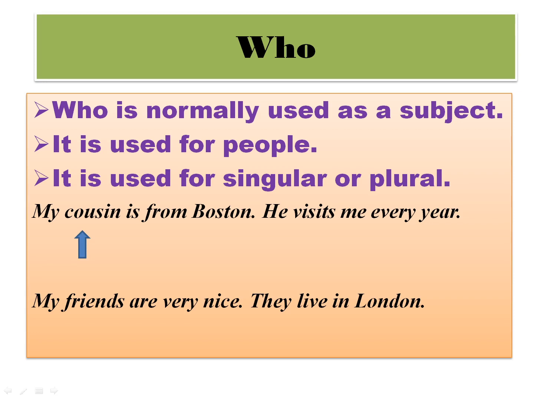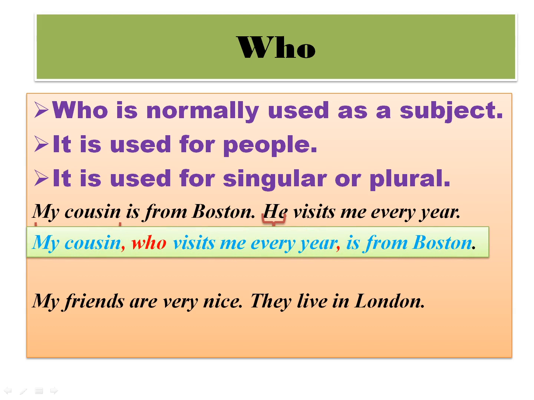Let's go back to the first sentence. As you know, here we have my cousin, which is the subject of the sentence, and here again he, which refers to my cousin, is repeated in the second sentence. Now we want to combine the two sentences into one and of course delete the repetition. We're going to say: my cousin who visits me every year is from Boston. So here we have used who because my cousin is the subject and he is also the subject of the second sentence.